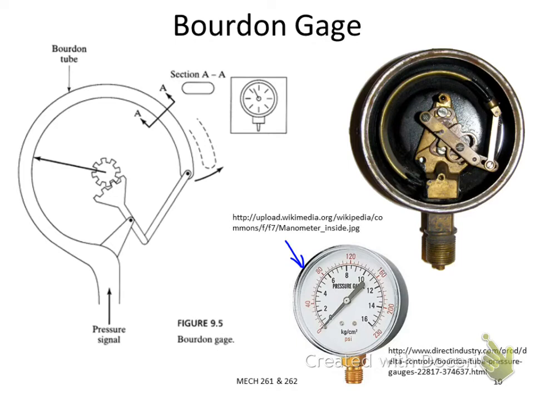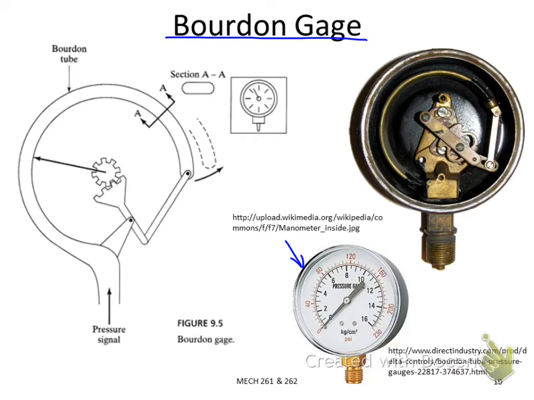Of course, the resolution, or the accuracy of this one is not very high. We're talking about plus or minus 2 to 5% of your reading or your full scale. But it's good enough to indicate the internal pressure of a compressed air tank. And let's look at the schematic of this. This gauge, we call a Bourdon gauge.